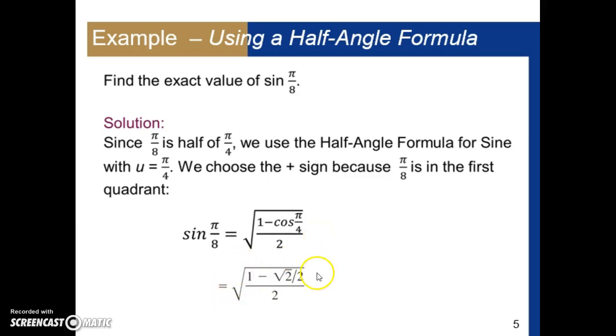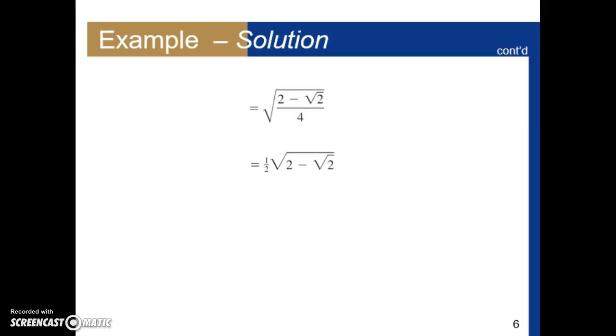And so we have this positive square root of 1 minus the square root of 2 over 2, because that's what the cosine value is. The exact value for cosine of pi over 4 in quadrant 1 is positive root 2 over 2. And so again, this is the half angle formula that I've just substituted into. So we can clean it up, but this is fine. We do know that the square root of 4 is 2, so we could bring that 1/2 out front. But either way, here is the solution to using that half angle formula for pi over 8.